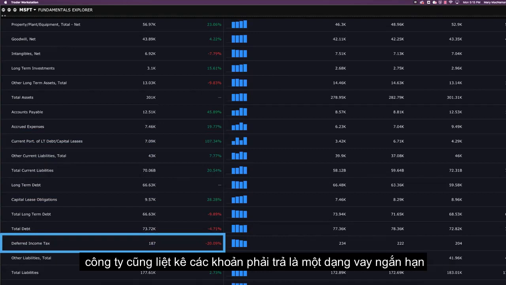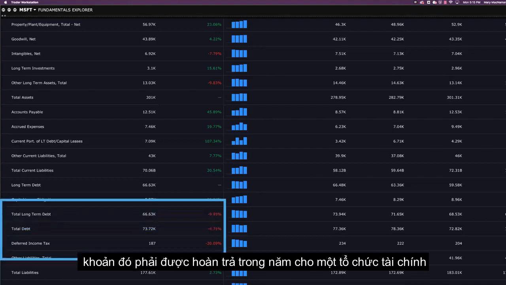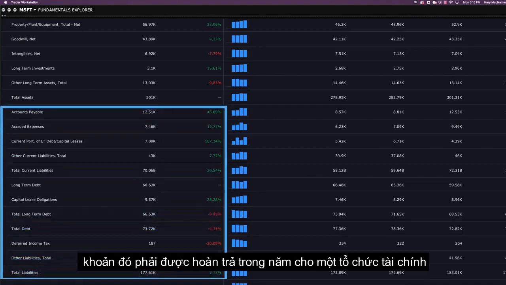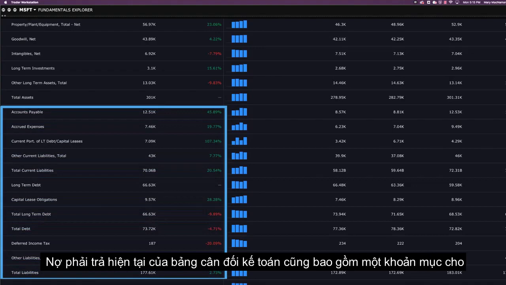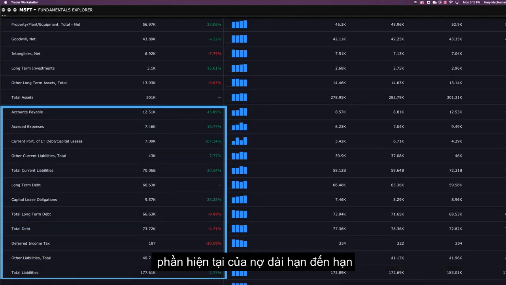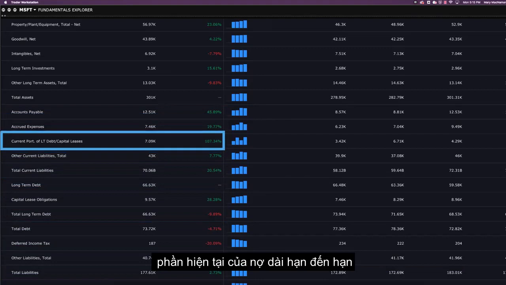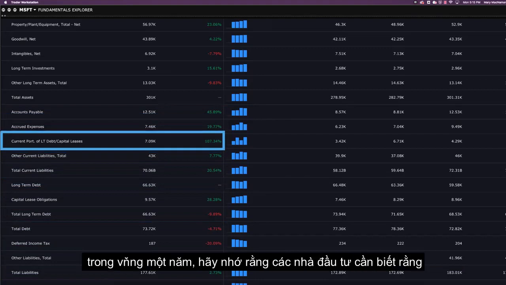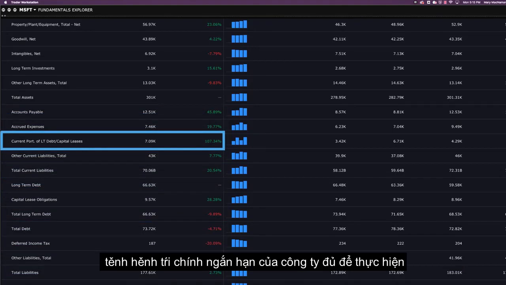Income taxes payable is the amount set aside to pay for taxes at appropriate known rates on sales. The company also lists notes payable, which is a form of short-term borrowing that has to be repaid within the year to a financial institution. The current liability section of the balance sheet also includes an item for the current portion of long-term debt that is due within a year. Remember, investors need to know that the company's short-term financial position is adequate to fulfill its short-term obligations.